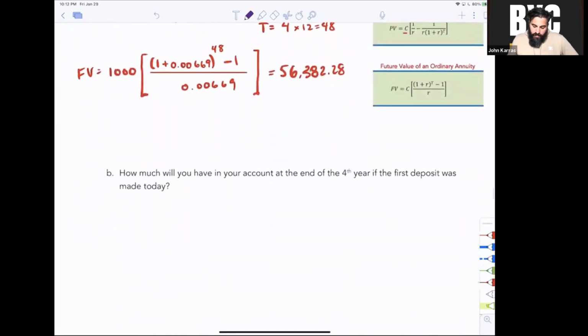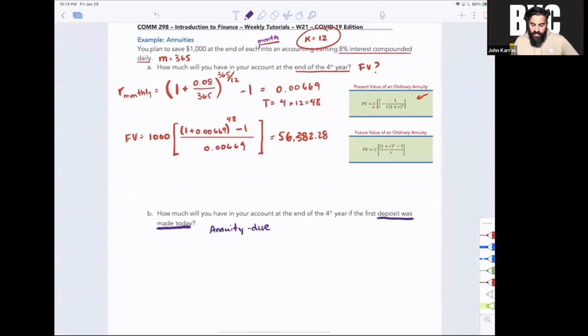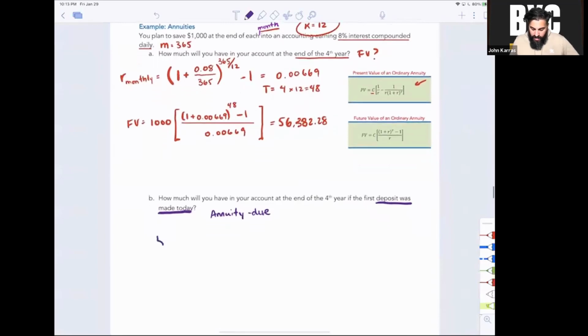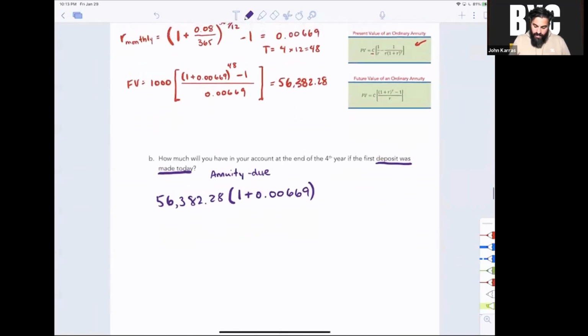Question B says, how much will you have in your account at the end of the 4th year if the first deposit was made today? Again, if the first deposit was made today, this becomes once again an annuity due. Based on what we said earlier, all you would do is take your answer from when it was ordinary and multiply it by 1 plus your rate. And it would be just slightly higher, so 56,759.48.